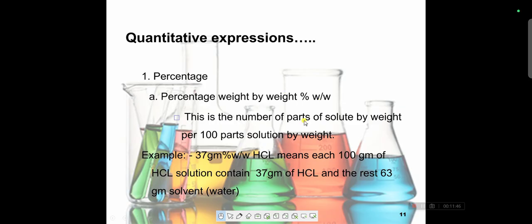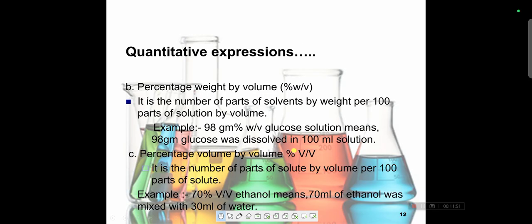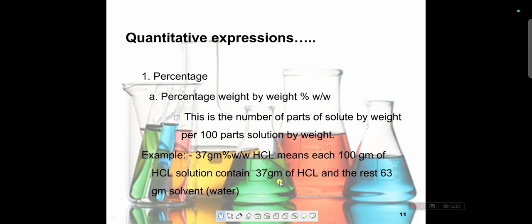First one is the weight by weight percentage, W by W. You must have seen W by W, W by V and V by V on certain reagents and solutions whenever you buy them or whenever you perform different tests from them. So the percentage is expressed as W by W, which is weight by weight, W by V, which is weight by volume, and V by V, which is volume by volume. So what is this? Let's understand.